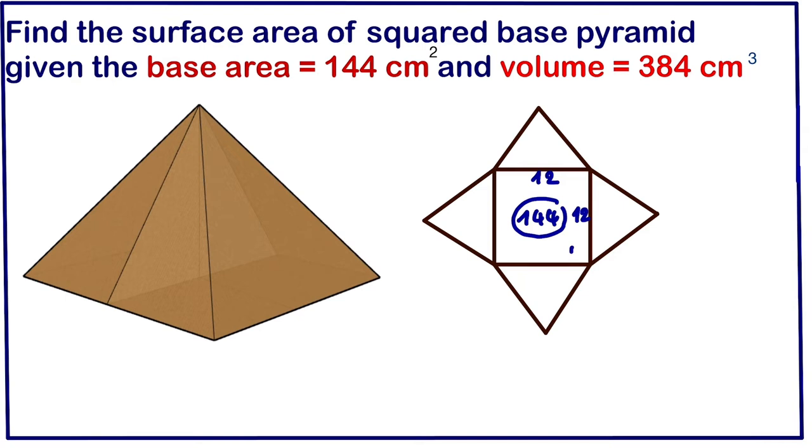So we have the area of the base already, but we need to calculate the area of the triangles. So we have four triangles. In total, we need to calculate the area of one of it times 4. So looking at this area, we have the base of the triangle, but we don't have the width. Now this height is the slant height. So here, we need to calculate the slant height.